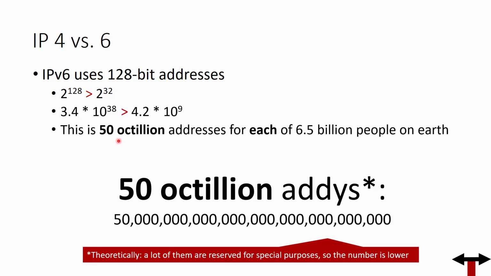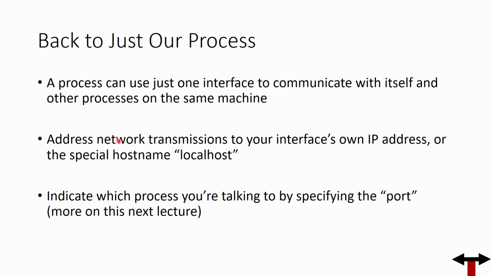So theoretically, a lot of these addresses are actually reserved for some special purposes. So you can think about this as being cut in half, essentially. A lot of that is used for research, a lot of it is used for testing and loopback and all kinds of different things. So call it half. All right, so each of us only gets 25 octillion addresses. So maybe every square inch of everything you've ever touched your entire life isn't going to put a dent in the number of addresses that you have available to you. So back to just our process.